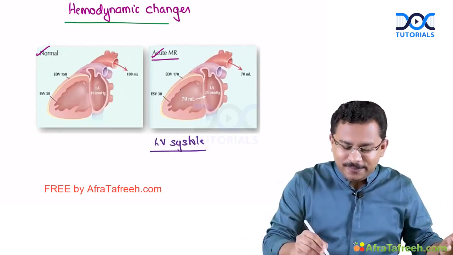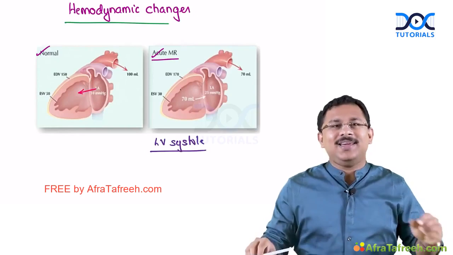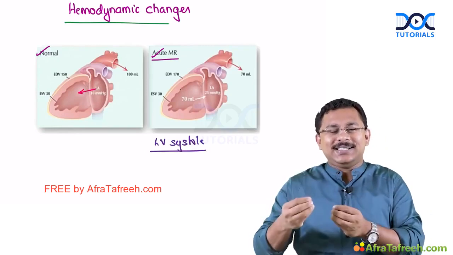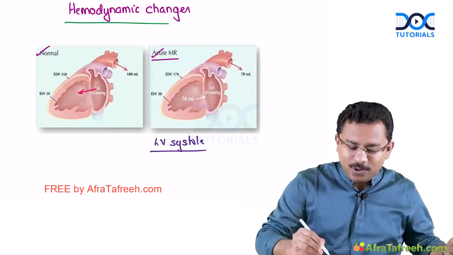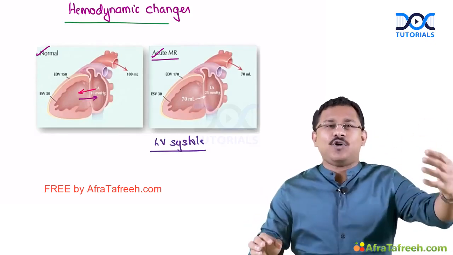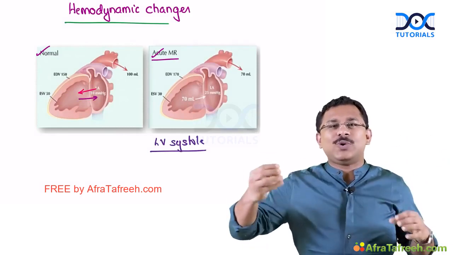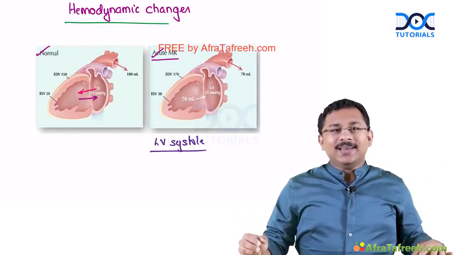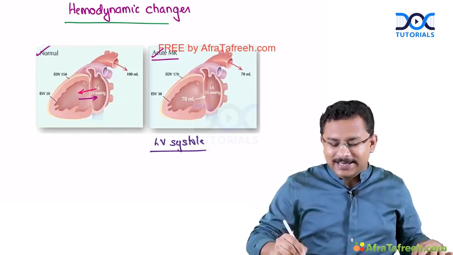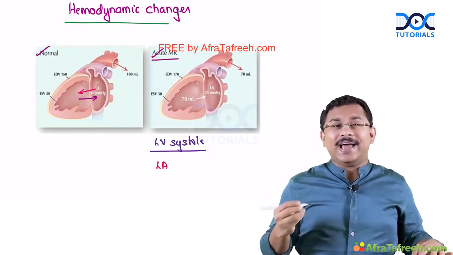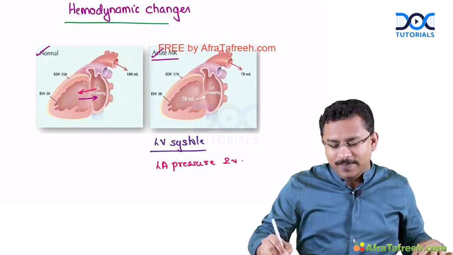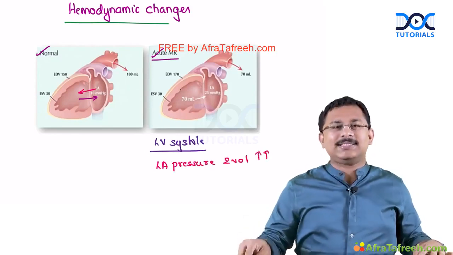So in normal state, from the LA to LV, you are having the forward flow. But here, in addition, there is a reverse or backward flow happening, correct? So in addition to the forward flow to the aorta, there is also a backward flow into the left atrium. Now, because there is a backward flow into the left atrium, the left atrial pressure and volume will increase, correct?